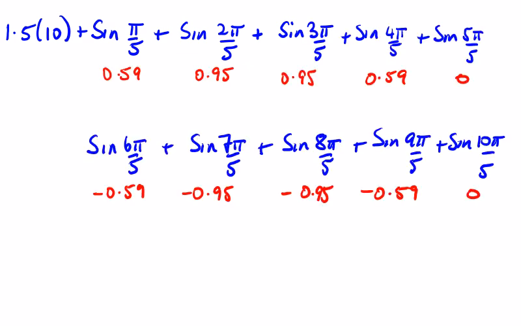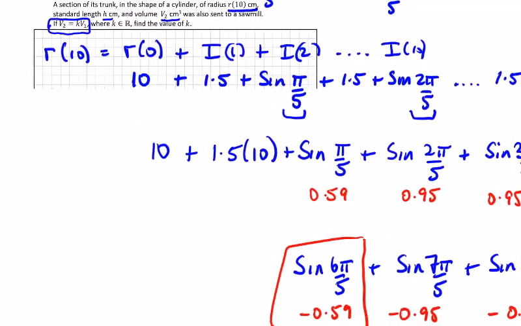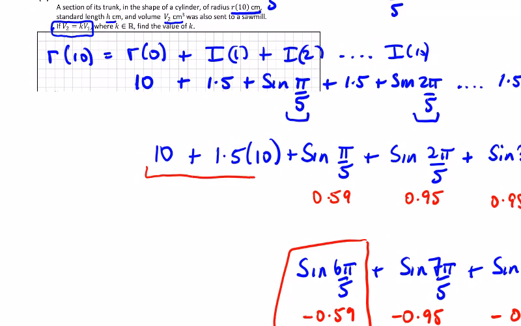And it wasn't until I got to the sine of 6 pi over 5 that I saw that the pattern was going to cancel out all the values of the angles. So what we end up with is just the radius after year 10 is going to be 25 centimeters.